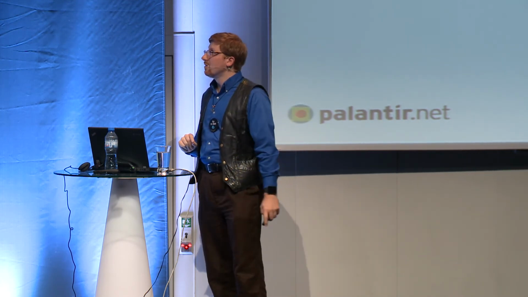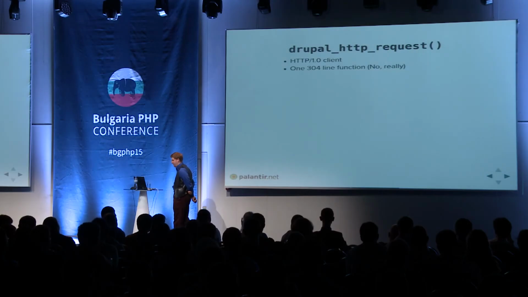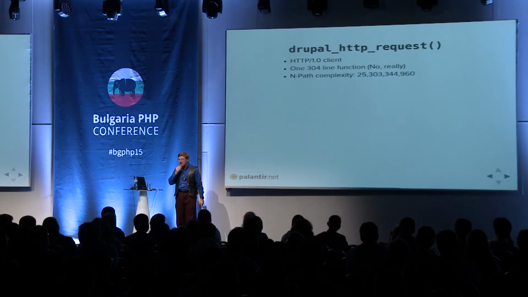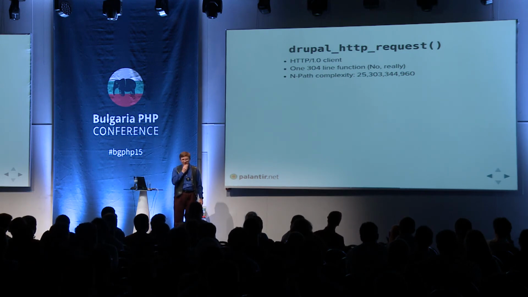My favorite example here, Drupal HTTP request. This is Drupal's HTTP 1 client. Yes, I said 1, not 1.1. It is one single 304-line function. Yeah, you can start laughing now. With an end-path complexity of 25 billion. To try and put that in perspective, if you started writing unit tests for that today, you would not finish before the heat death of the universe.